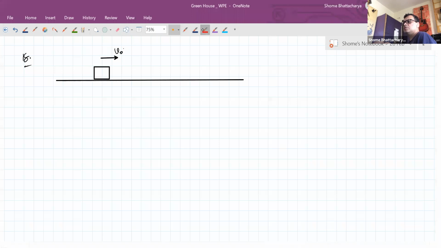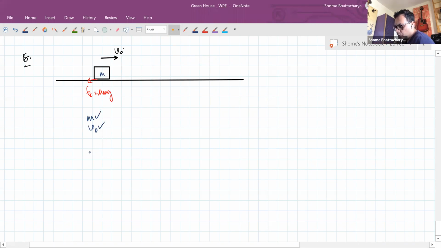This is the initial velocity. So immediately friction starts acting on it, and we have to find the maximum displacement that the block will make. Mass of the block is given, initial velocity is given, then what else is given? The coefficient of friction is given. So we have to find the maximum displacement that the block will make.